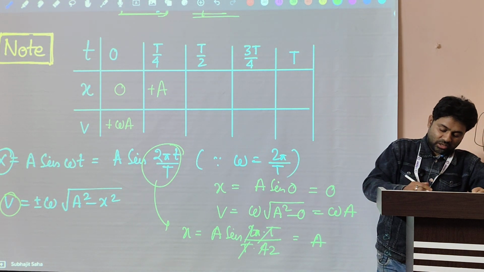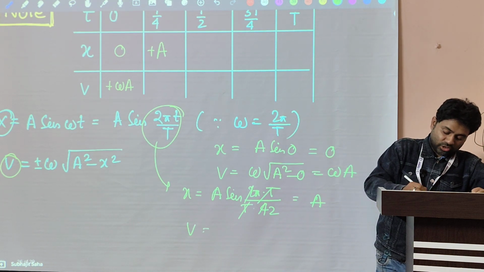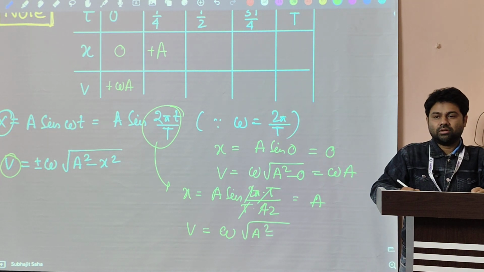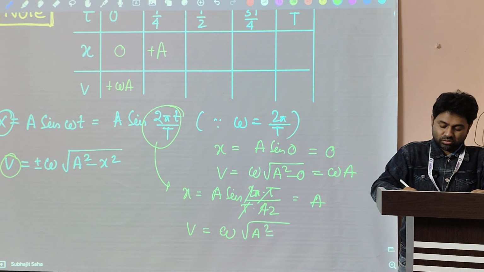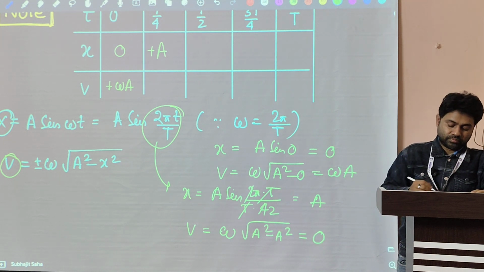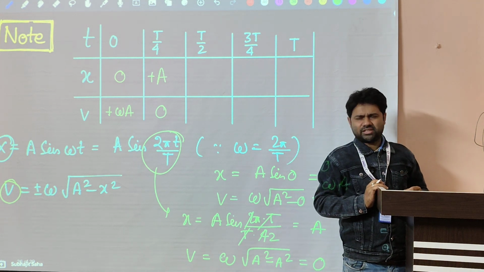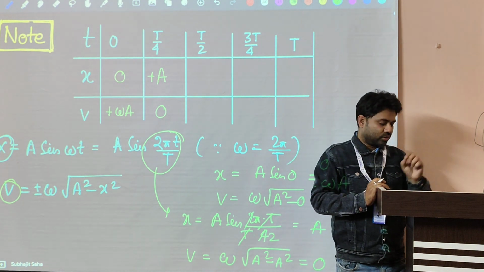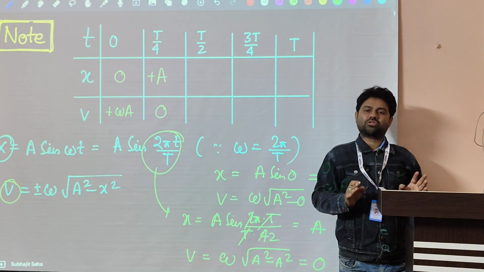And what is its velocity? From this equation, omega root a square minus x square. x has value a, so a square minus a square, there is 0. We find x from x equals a sin 2 pi t by capital T, and using that value we find v from v equals omega root a square minus x square.